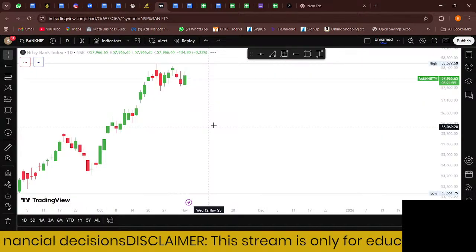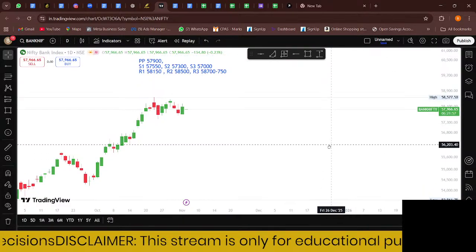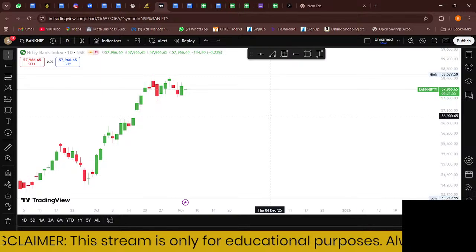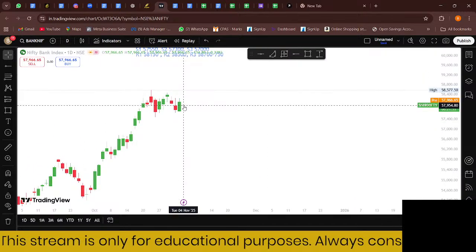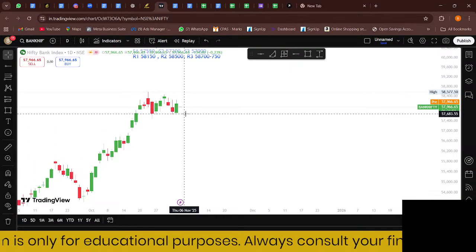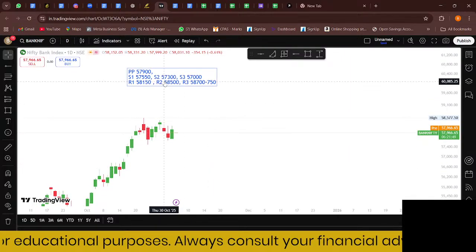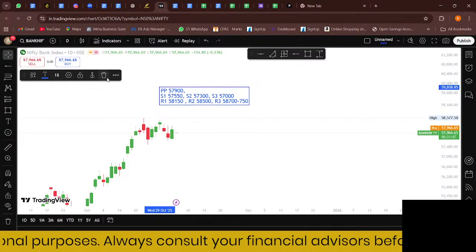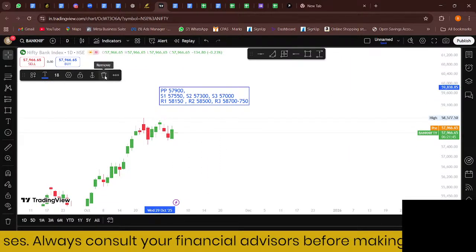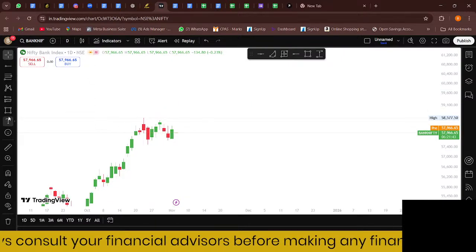So let's quickly move on to Bank Nifty. We already got our pre-market levels. It is opening a little bit down from the previous close. Anyway, these were the levels for yesterday. With respect to Bank Nifty, today also I will mark it down.